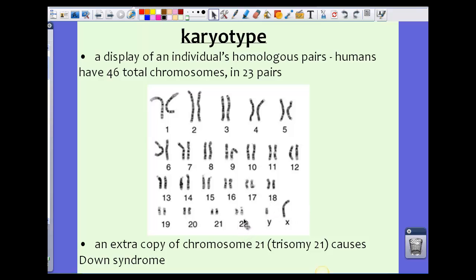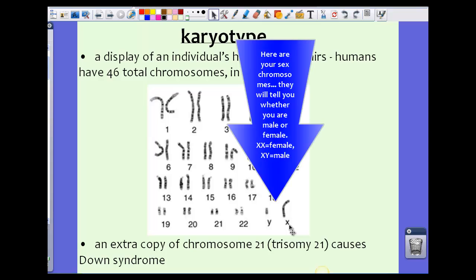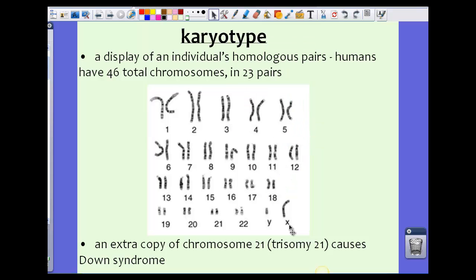So here's just a representation. Here's your 22nd chromosome. And then you have also a sex chromosome, which distinguishes you from being male or female. This particular person is a male because they have a Y chromosome. An X and a Y means male, and two X's means a female.